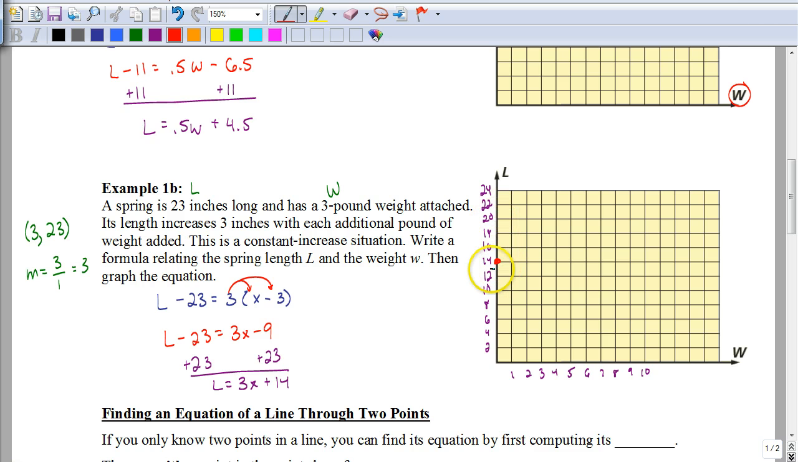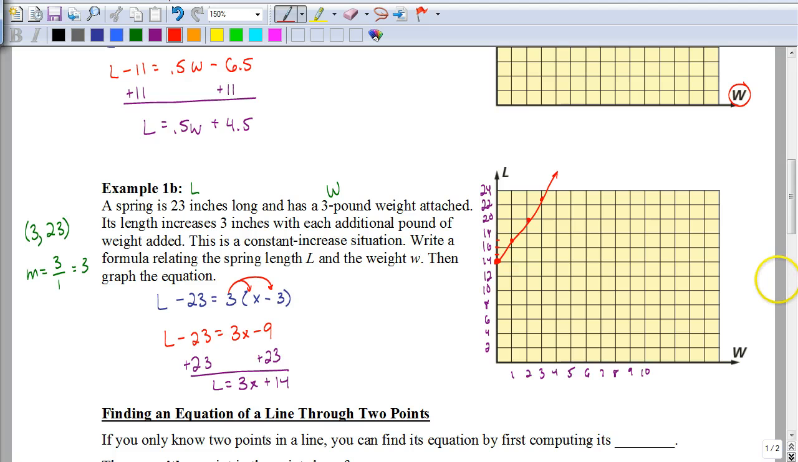So if I were to go up 3 units, I'd go up 1, 2, 3 would actually be right here. And then over 1. Up 1, 2, 3, over 1. Up 1, 2, 3, over 1. So this would be my graph. Let's see if I can do that a little better. Close enough. Okay, so hopefully you get the idea.